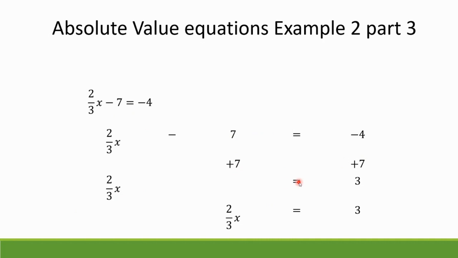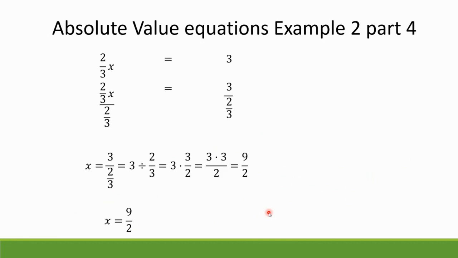We get 2 over 3 times x is 3. Then, right, we added 7 to both sides. That's how we got that. Then we bring the 2 over 3 times x closer. Okay, so what do we do now? Well, it's just like before. We don't want to leave this as 2 over 3 times x. We want x.